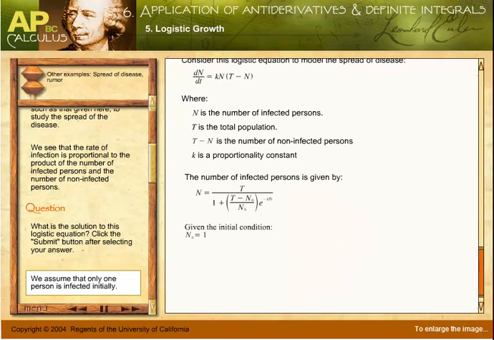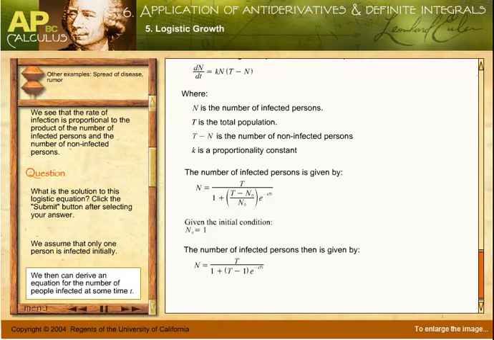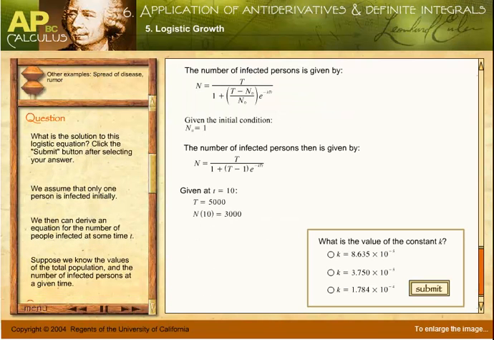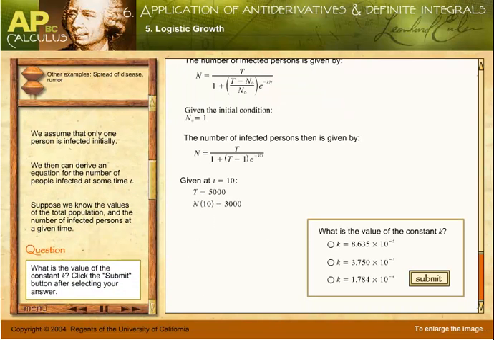We assume that only one person is infected initially. We then can derive an equation for the number of people infected at some time t. Suppose we know the values of the total population and the number of infected persons at a given time. What is the value of the constant k? Click the Submit button after selecting your answer.